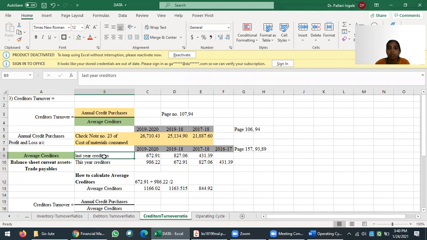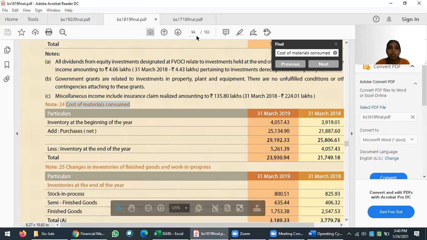last year's creditors and this year's creditors, means I need opening and closing of that year. But opening I am not able to get. So every balance sheet has the closing. So last year's closing is this year's opening. In this way, you will see the data is getting repeated. How? Just see. Here we have to see the balance sheet. In a balance sheet, all the data is given.